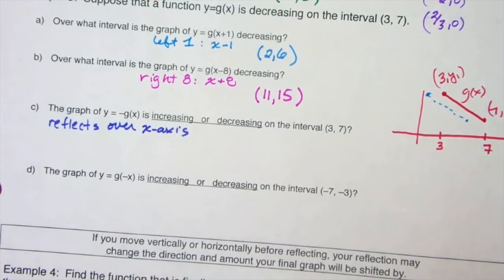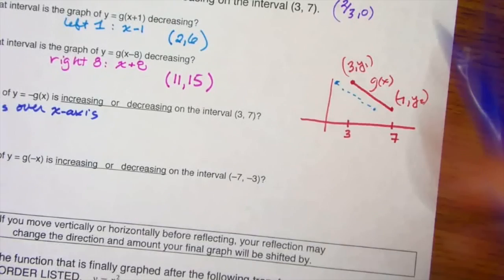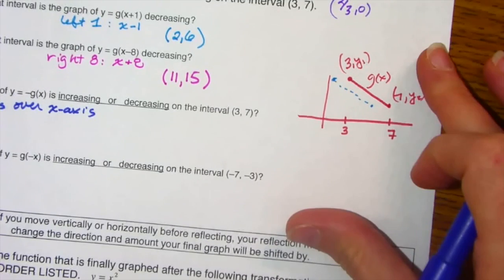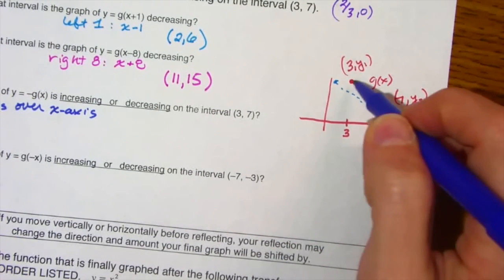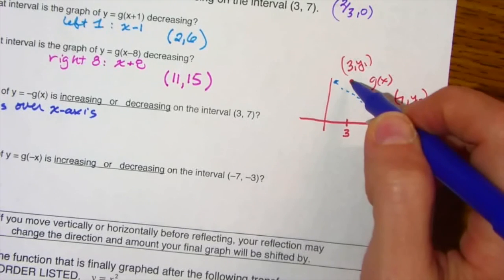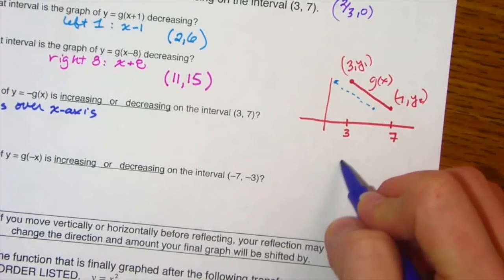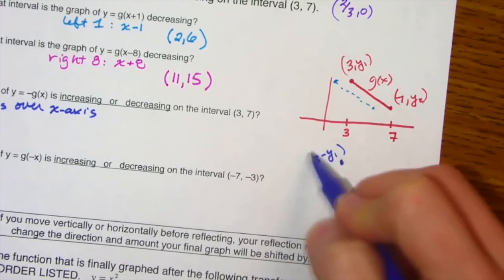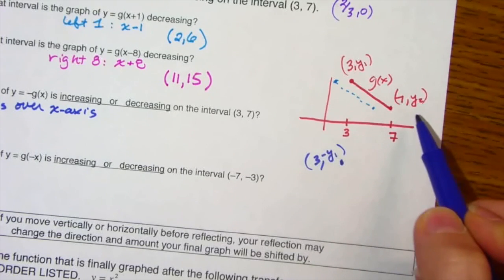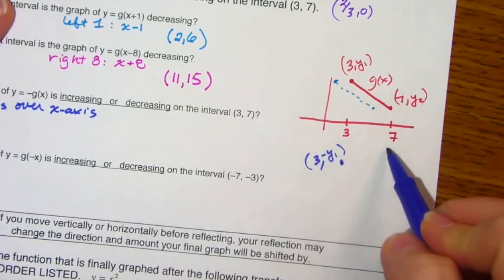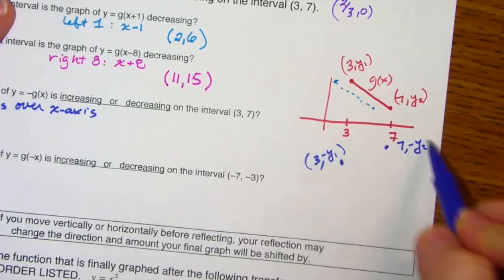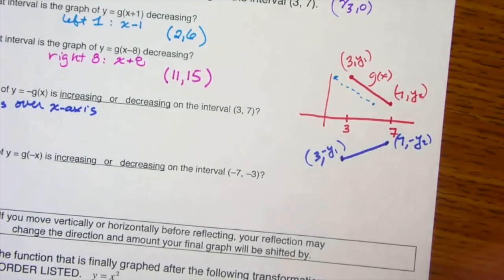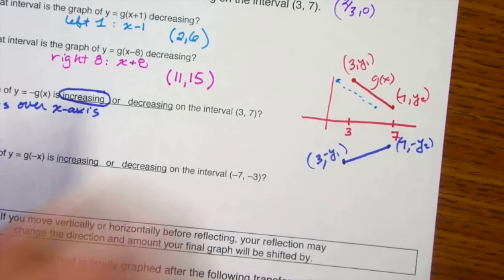Even though we don't know what g of x is, the one thing we do know is it's decreasing from here to here. So we can even use the sketch of our random function, and we're going to reflect it. If it reflects over x, where I once had 3, y1, I'm now going to have 3, negative y1. And then for this 7, y2, I'm now going to have 7, negative y2. And then what happens to my function from 3 to 7? It's actually increasing now. So this is increasing from 3 to 7.